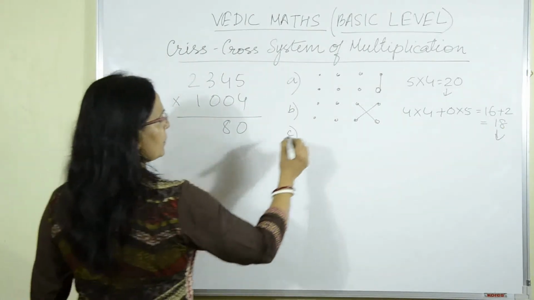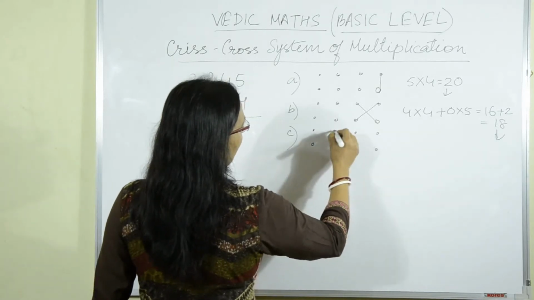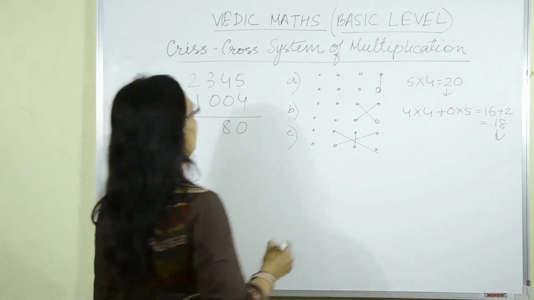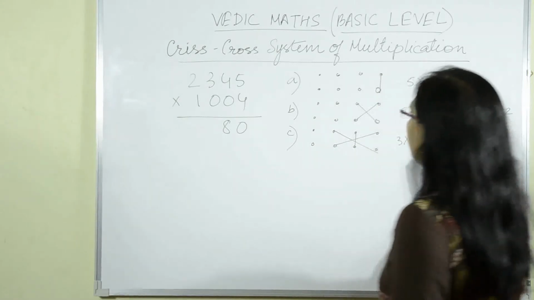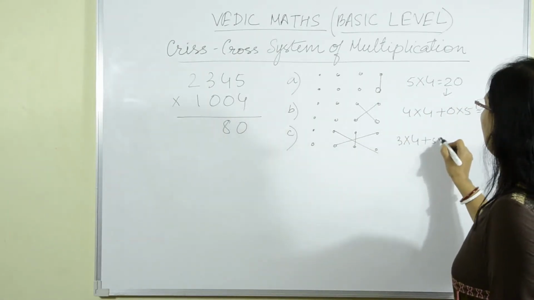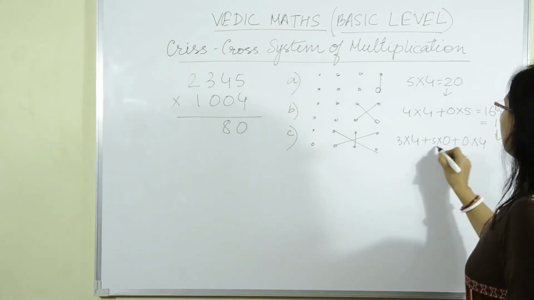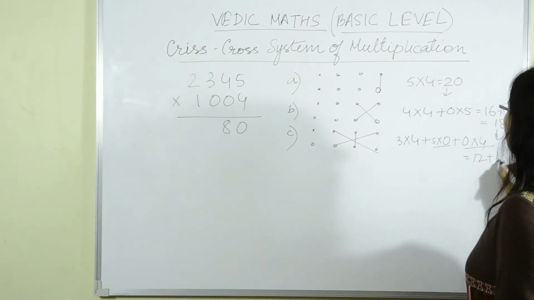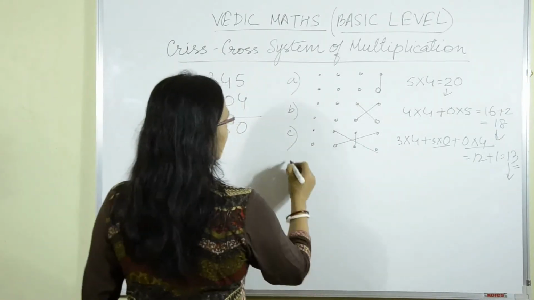Now C. When I come to C, I do it this way. Now, what are the numbers here if I can see? 3 into 4 plus 5 into 0 plus 0 into 4, where this part and this part is all 0, 12, and with this 1, this becomes 13. I write 3 and I carry 1 again.